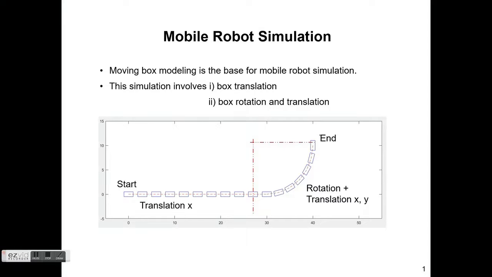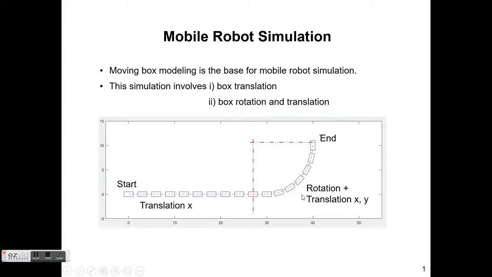Okay. Today we're going to talk about the mobile robot simulation. The basic idea for this mobile simulation is just moving a box. It's moving a box, just like showing here, and this box represents a mobile robot. In this simulation, there is box translation, like showing here, translation along the x-axis, and then if you go around the curve, it involves box rotation and translation.